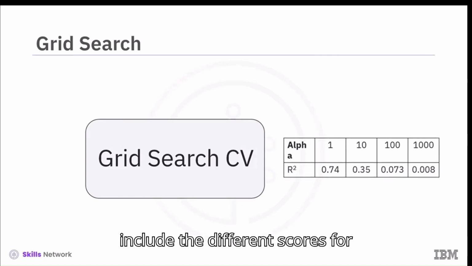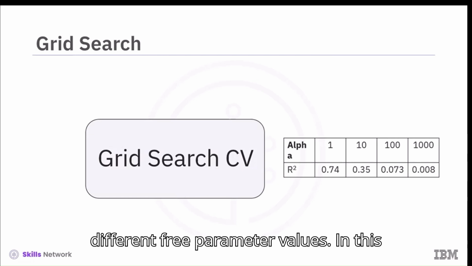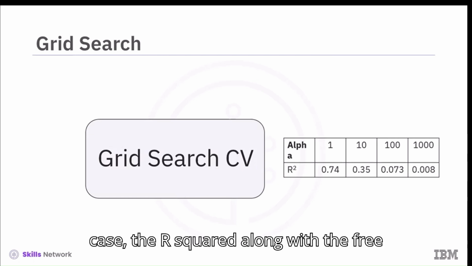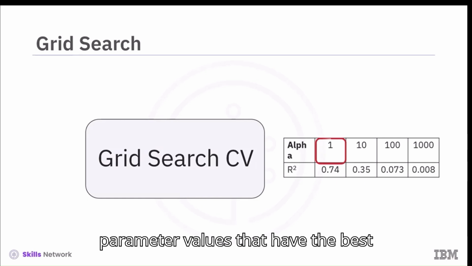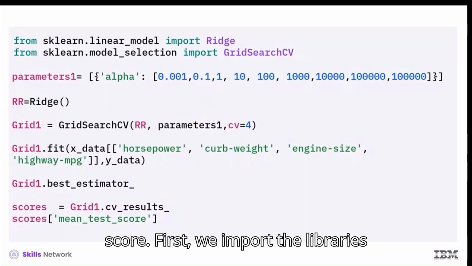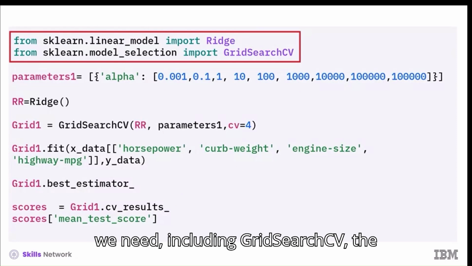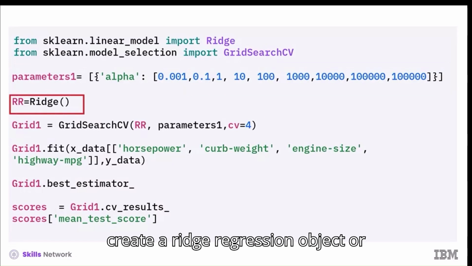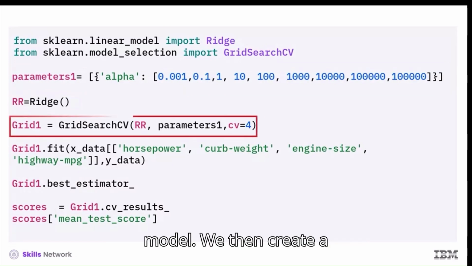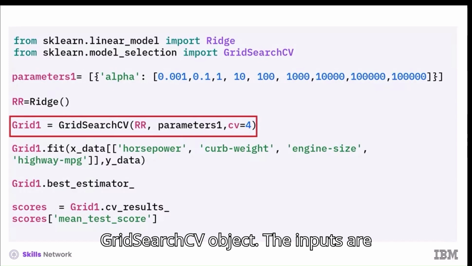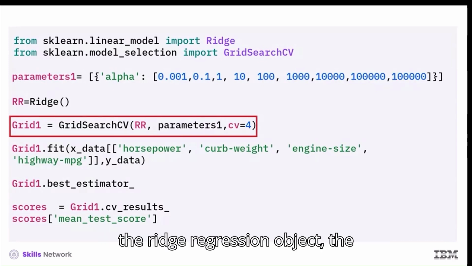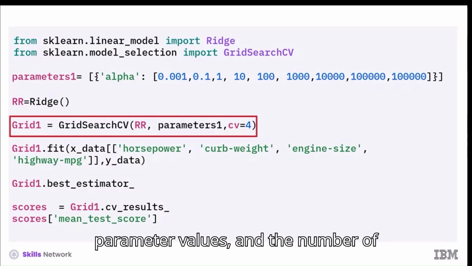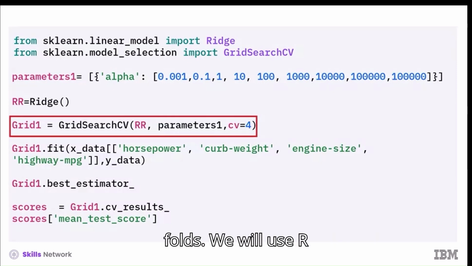Some of the outputs include the different scores for different free parameter values, in this case the R-squared, along with the free parameter values that have the best score. First, we import the libraries we need, including GridSearchCV, the dictionary of parameter values. We create a ridge regression object or model. We then create a GridSearchCV object. The inputs are the ridge regression object, the parameter values, and the number of folds.